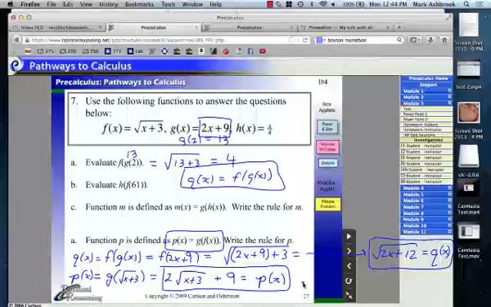Chance for questions. Okay, flip to page 102.